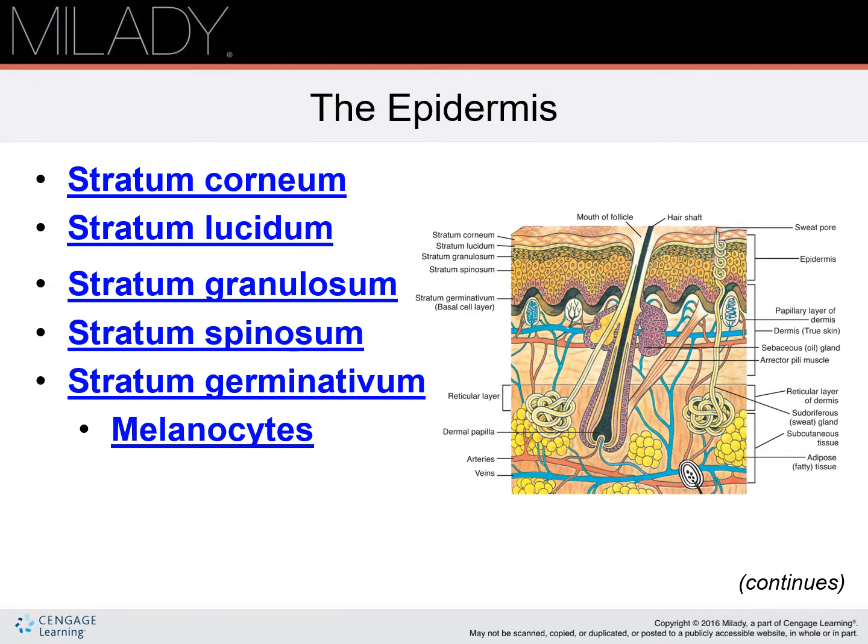Stratum spinosum. That is the spiny layer just above the stratum germinativum. The spiny layer is where the process of the skin cells begin to shed.